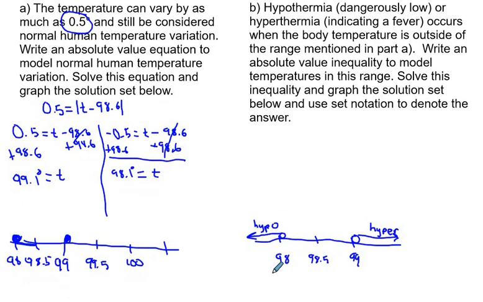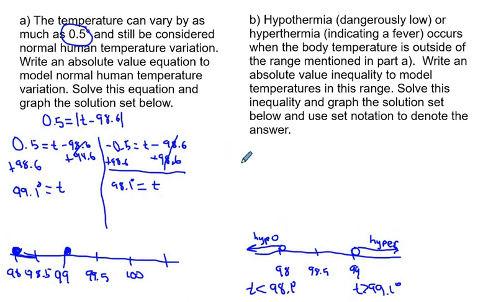So if I think about this in terms of an inequality answer, that would be if my temperature is below 98.1 degrees, or if my temperature is greater than 99.1 degrees, I would have these two medical situations. Both are dangerous. So that's the answer. The question is, well, what is the inequality? All I would have to do is take 0.5 and make it, right, and I have to put an inequality here.